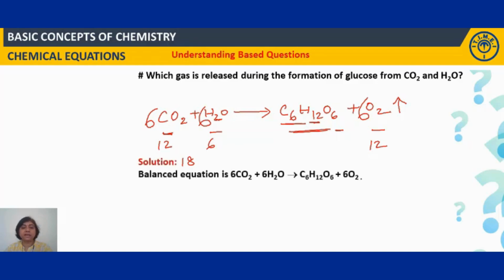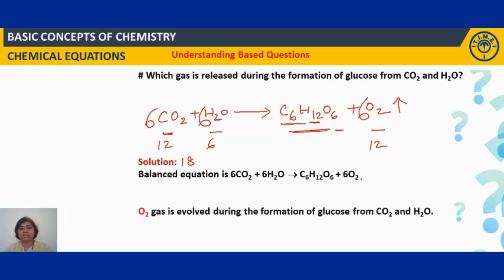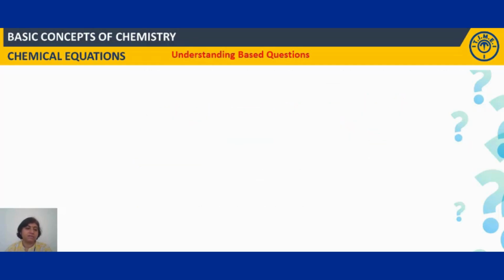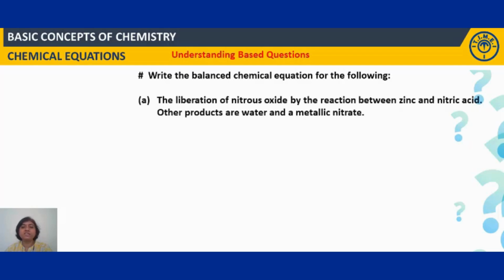Solution is balanced chemical equation is this, and then oxygen gas is evolved in the formation of glucose from carbon dioxide and water. Fine. Okay. Let's see the next question. Write the balanced chemical equation for the following. The liberation of nitrous oxide by the reaction between zinc and nitric acid. Other products are water and metallic nitrate.